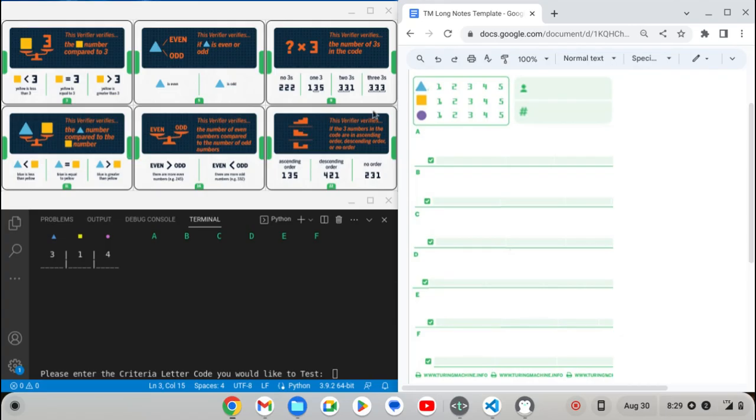Criteria card D looks at our first 2 digits, triangle and square, and compares them. So should the value of triangle be less than square? Should they be equal? Or should the value of triangle be greater than square?